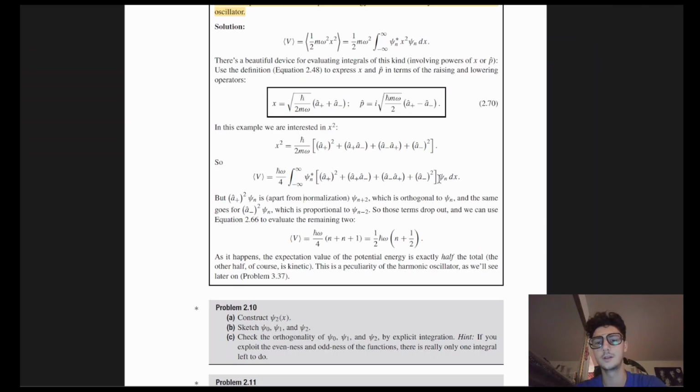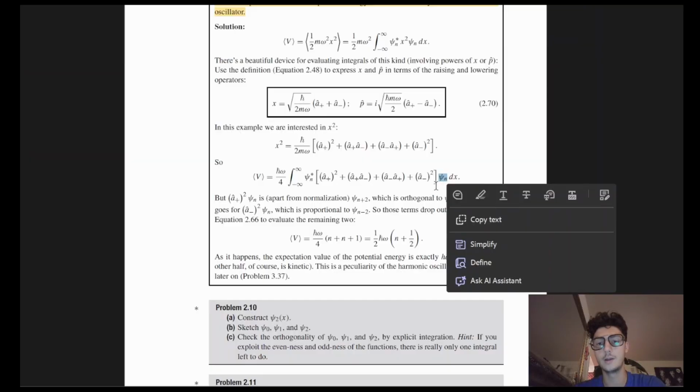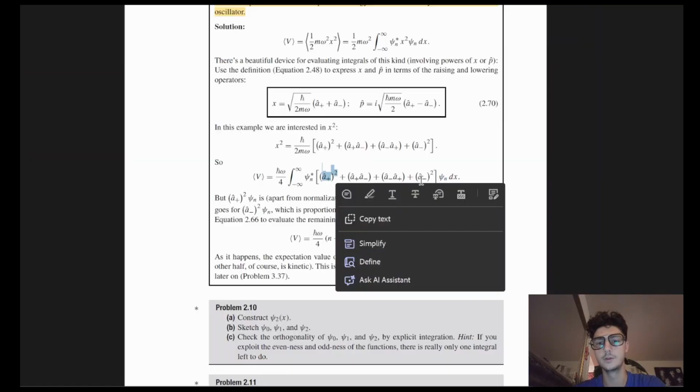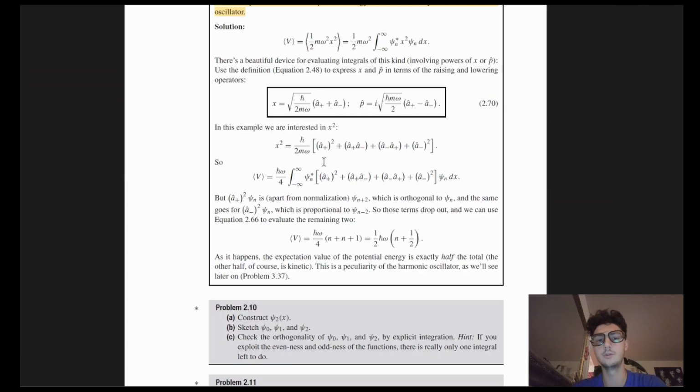That's so crazy. So look at this. If you raise this state twice, it goes from psi n to psi n plus, let's say we raise it first, it goes to psi n plus 1, psi n plus 2. Psi n plus 2 is orthogonal to psi n. So that integral disappears. If you lower it twice, it goes to psi n minus 1, psi n minus 2. Psi n minus 2 is orthogonal to psi n. So that integral disappears. So you basically just have to do these 2 integrals. Really cool. Or honestly, dope.